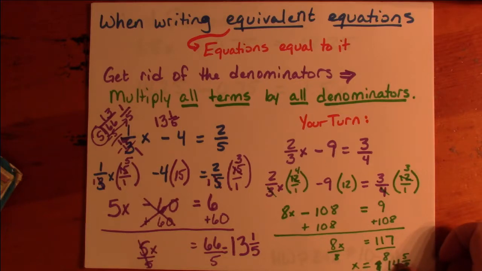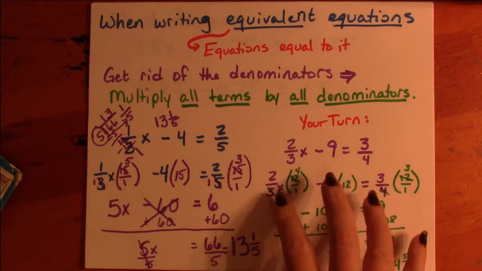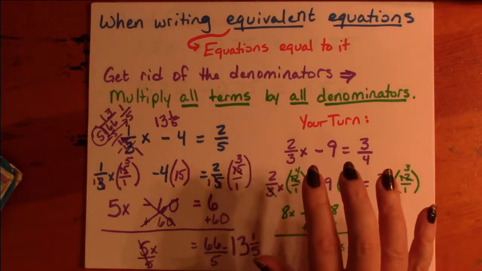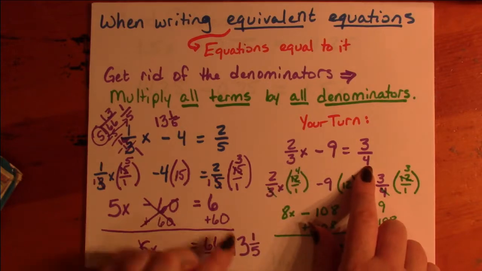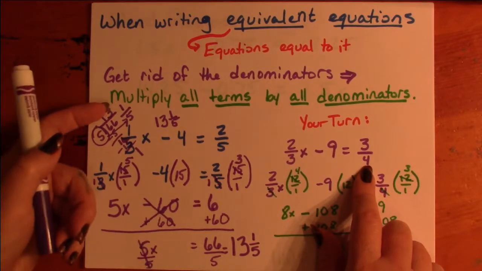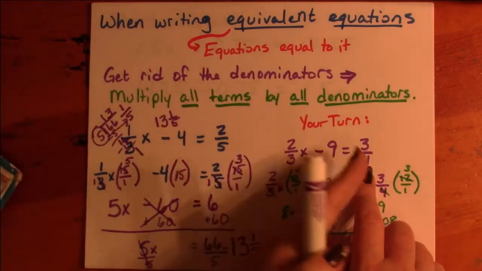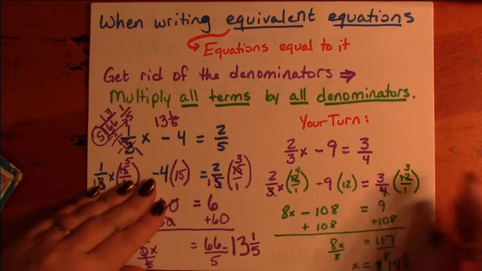8 times 14 is 112. 117 minus 112 gives me 5/8 left over. You're going to have some problems that look like this. If you still are confused on how to do this, rerun this video from right here and watch it again so it sinks in, okay?